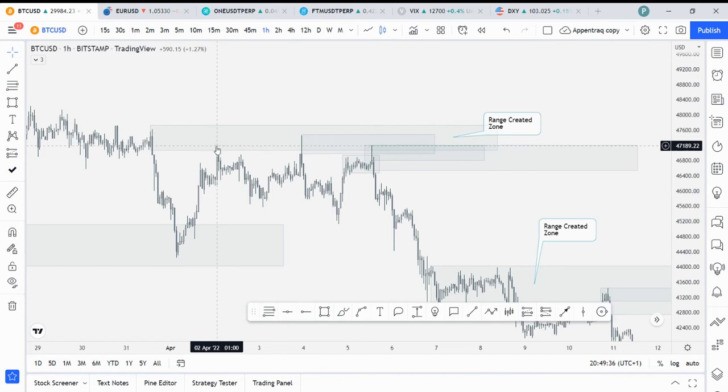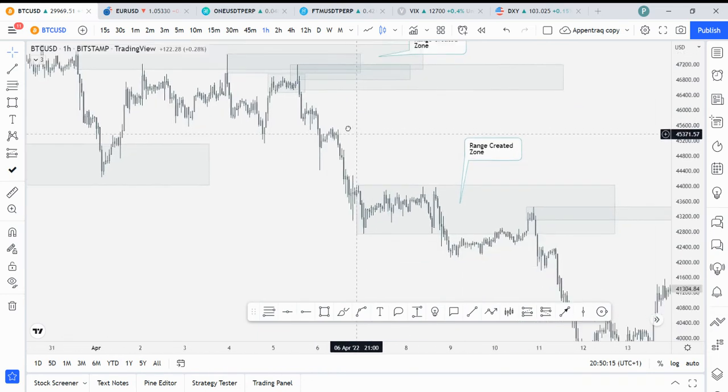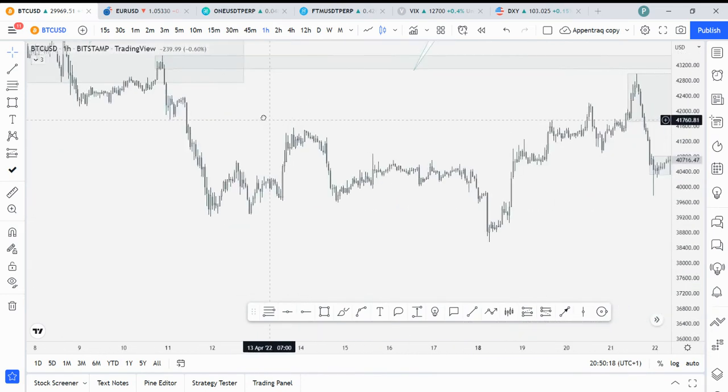So price taps into it, becomes partially mitigated, price taps into it again. Once it goes below 50%, personally I consider it to be fully mitigated. That's my own personal preference. Once it does 50%, I assume that it is completely mitigated. But usually, if it is not 100% mitigated, it will most of the time produce a reaction. So it's important to know that. Mitigated zones are zones that price has tapped into, and unmitigated zones are fresh zones that price is yet to trade into.